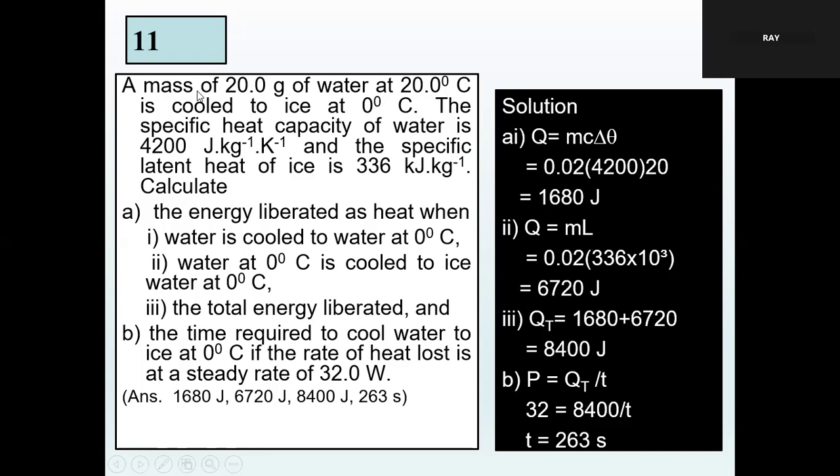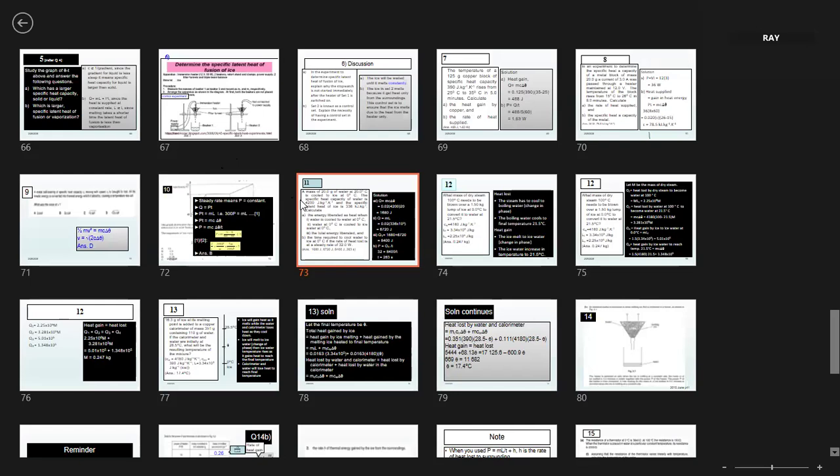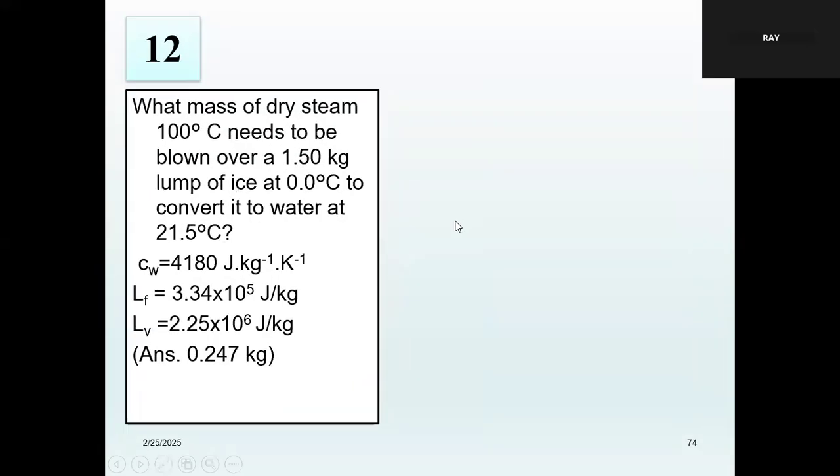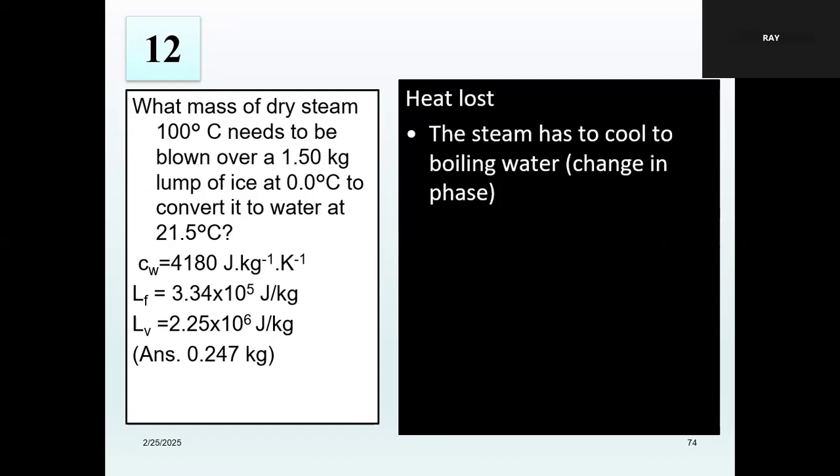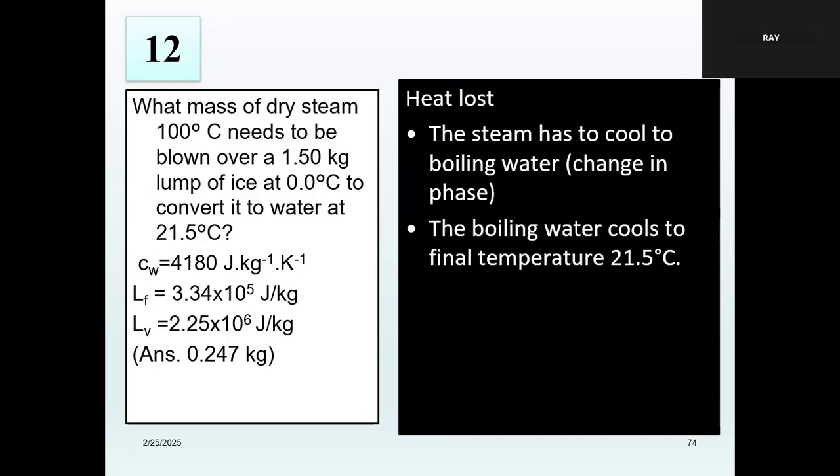No. Okay, if not, let's try another question. What mass of dry steam at 100 degrees Celsius needs to be blown over a 1.5 kilogram lump of ice at 0 degrees Celsius to convert it to water at 21.5 degrees Celsius? What have we to do? Heat loss. Heat loss by steam has to cool to boiling water. Steam at 100 degrees Celsius cools to boiling water. This is a change in phase. And boiling water cools to the final temperature, 21.5 degrees.